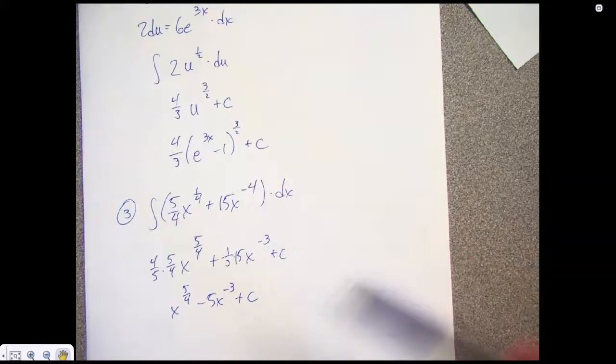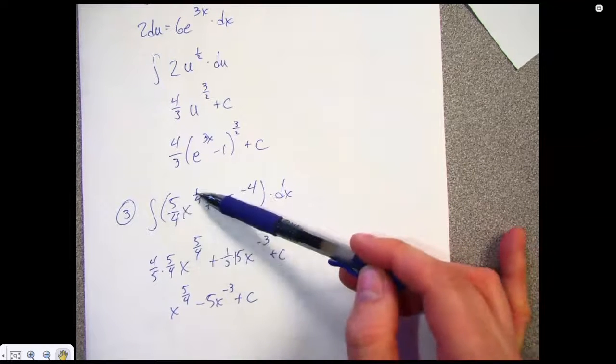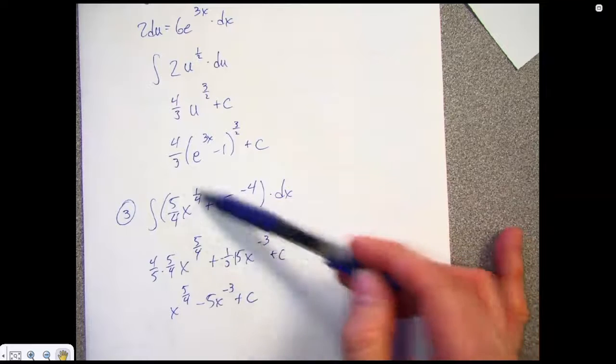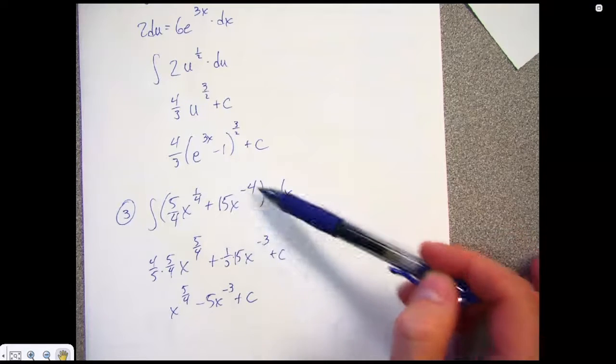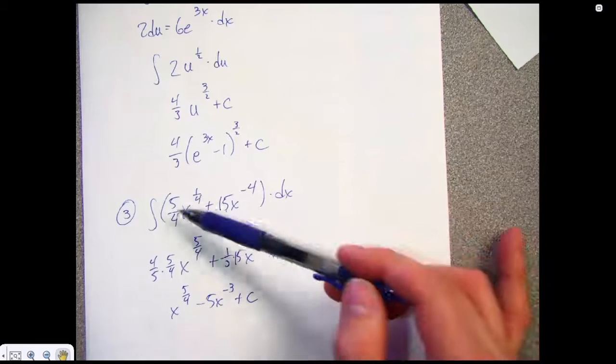And then you plug back in place of u. Number 3. So the original problem rewrites as 5/4 x to the 1/4. I think that screwed some people up. And then 15x to the negative 4th. So when I add 1 to the power, there's no u substitution here. It's just do one thing at a time.